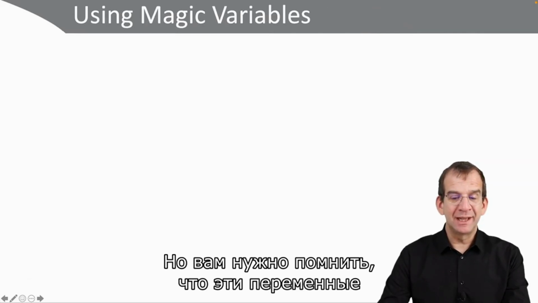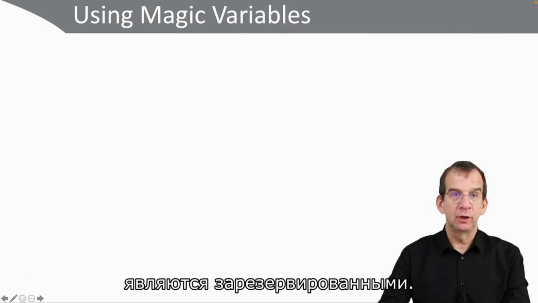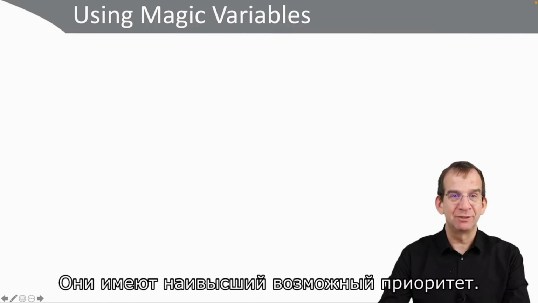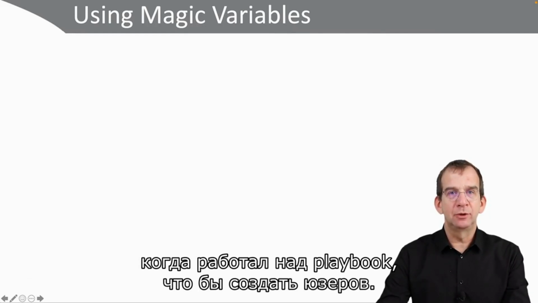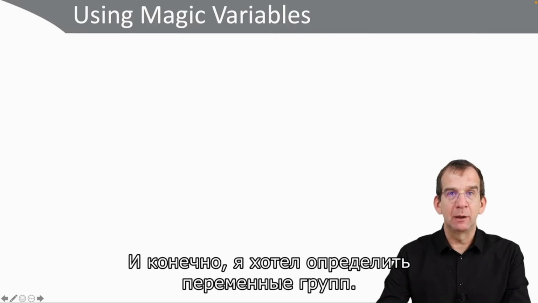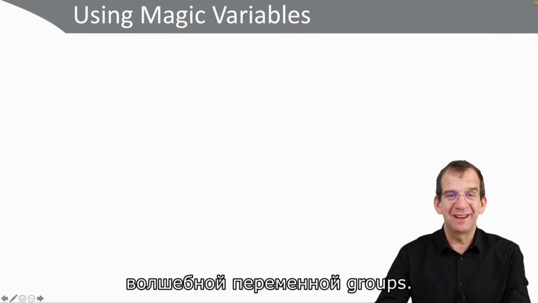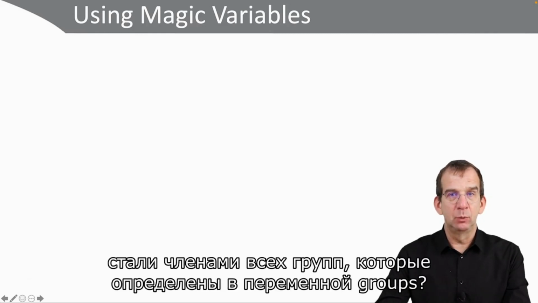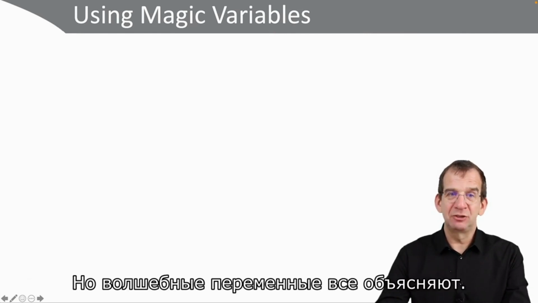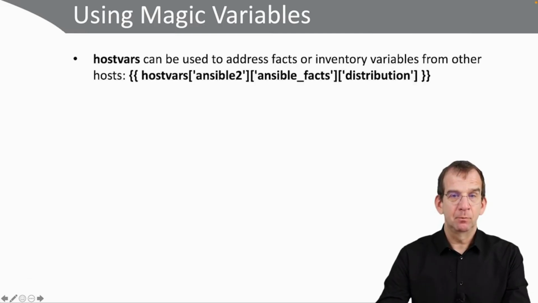Now you should know that these magic variables are reserved. You cannot redefine them yourself. They have the highest possible priority. Funny story, the first time I encountered magic variables was while working with a playbook to create users. And of course, I wanted to define a variable groups. That's not going to work because of the magic variable groups. Can you just imagine that all my users were becoming a member of the groups, as in the host groups? That didn't make sense. Well, magic variables explain everything.